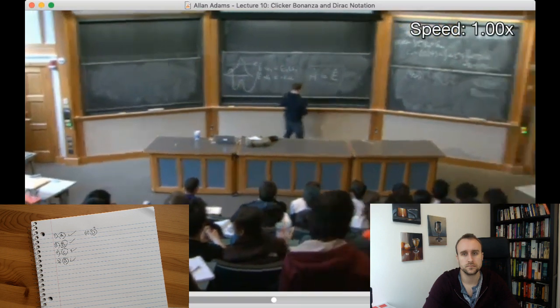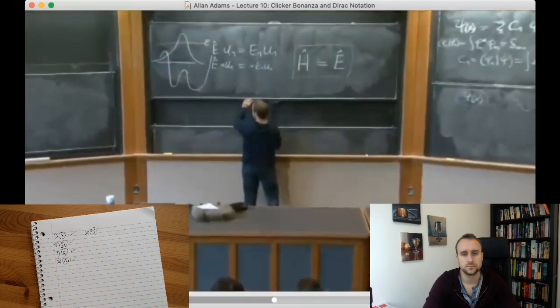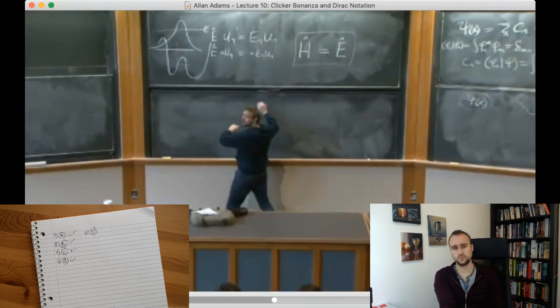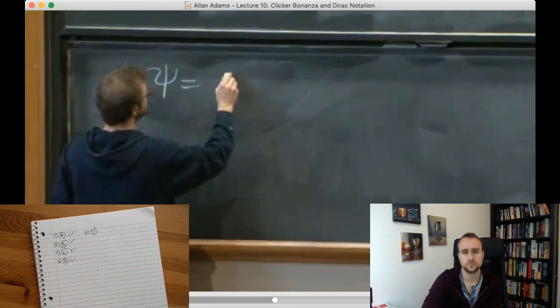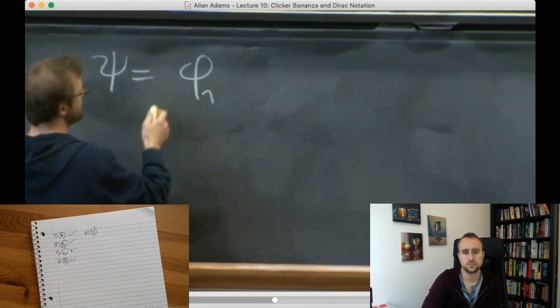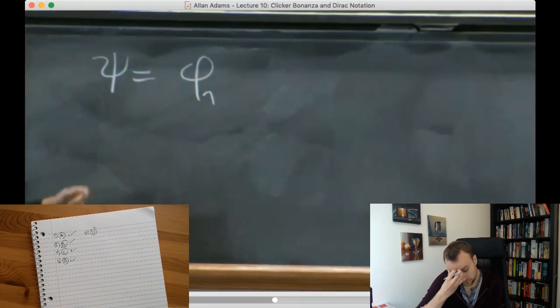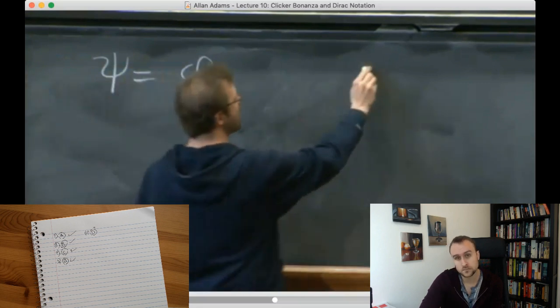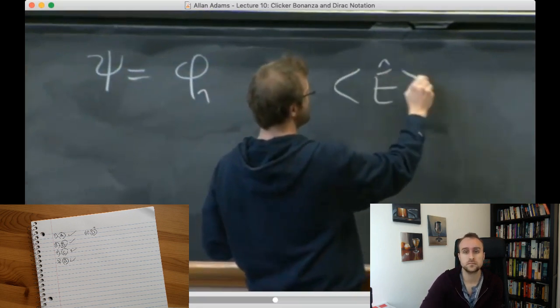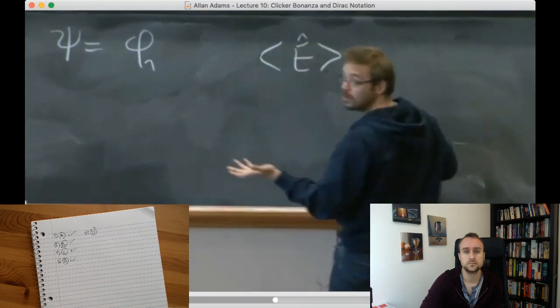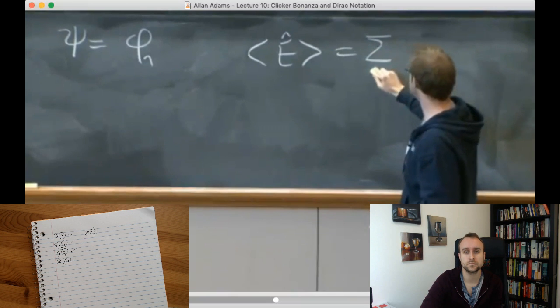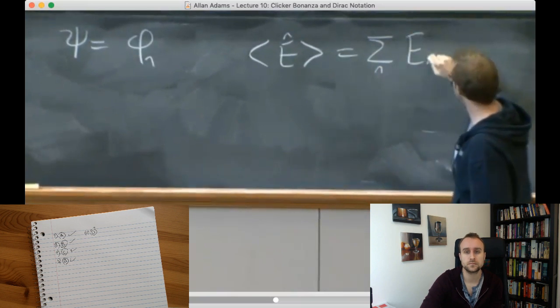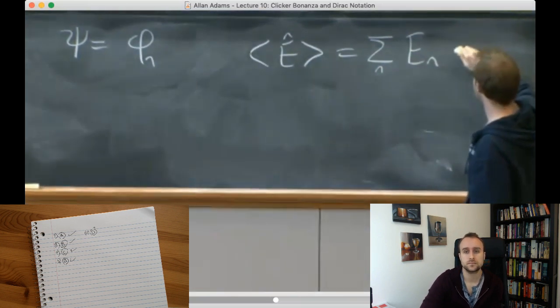So if I'm following your logic, the statement goes like this. Look, if we had the wave function phi sub n times some phase, let's say the phase is 1, if we had the wave function as phi sub n, what will the expectation value of the energy operator be in this state? E_n, right? Because it's the sum over all possible n of E_n times the probability that we measure E_n.